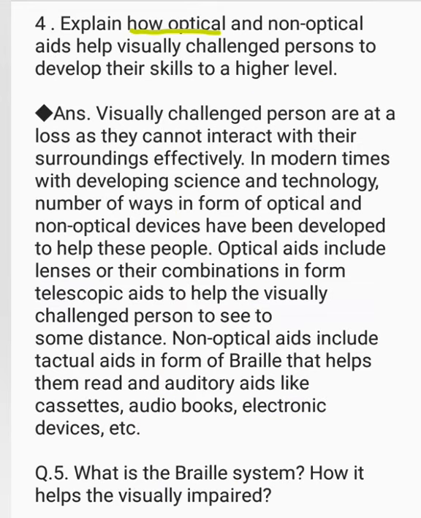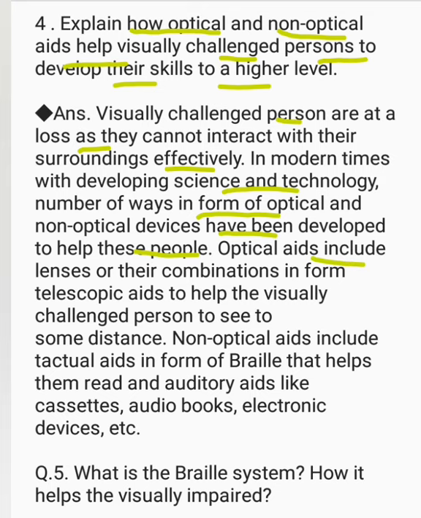Next question, explain how optical and non-optical aids help visually challenged persons to develop their skills to a higher level. Answer: visually challenged persons are at a loss as they cannot interact with their surroundings effectively. In modern times, with developing science and technology, a number of ways in the form of optical and non-optical devices have been developed to help these people.